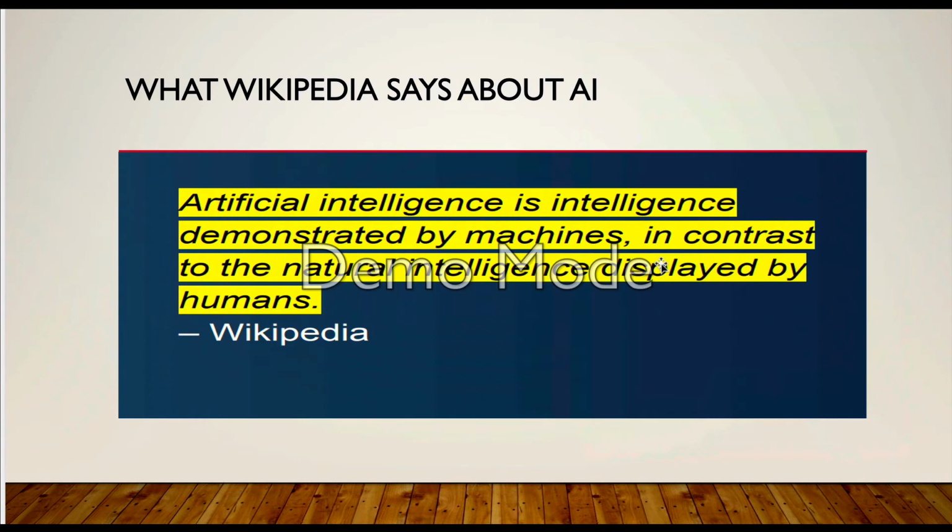So what exactly is AI? What Wikipedia says is AI is intelligence demonstrated by machines, in contrast to the natural intelligence displayed by humans. Most importantly, this definition focuses on intelligence demonstrated by machines, which is distinct from human intelligence. But how does a machine demonstrate intelligent behavior? And what is human intelligence?